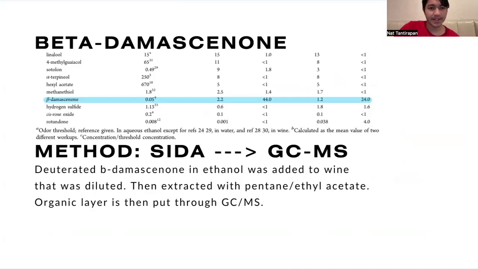Next is beta-damascenone. This method directly uses SIDA with deuterated beta-damascenone in alcohol, which in this case is ethanol, added to wine and then diluted, which will then be extracted with pentane and ethyl acetate, and the organic layer is then put through the gas chromatography and analyzed with mass spectrometry.